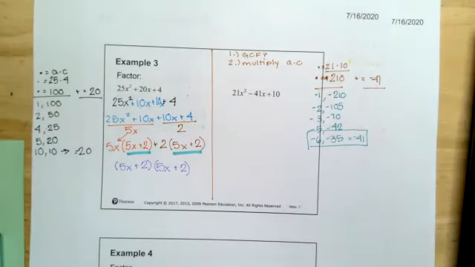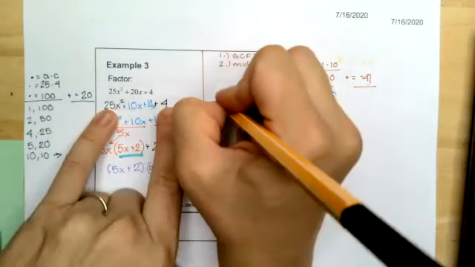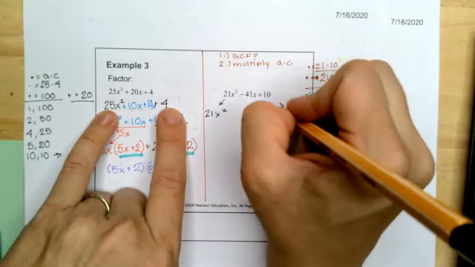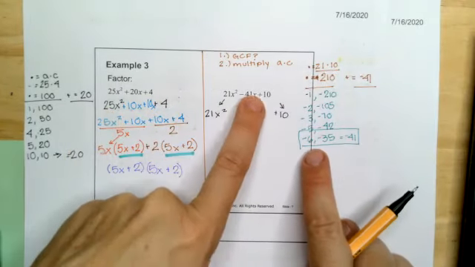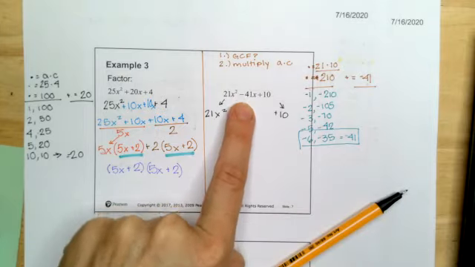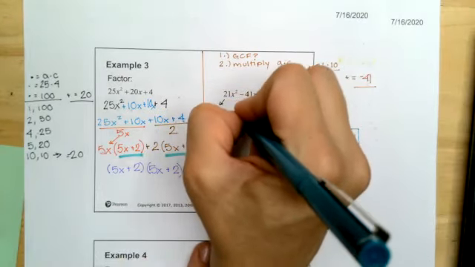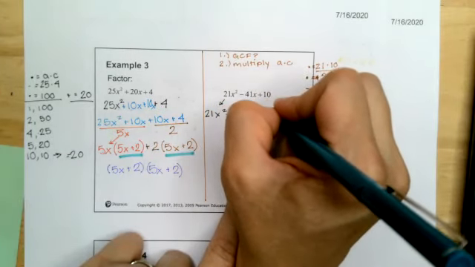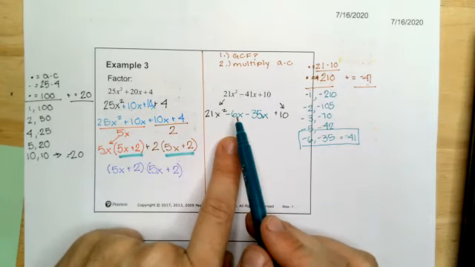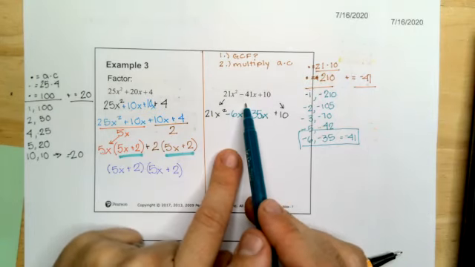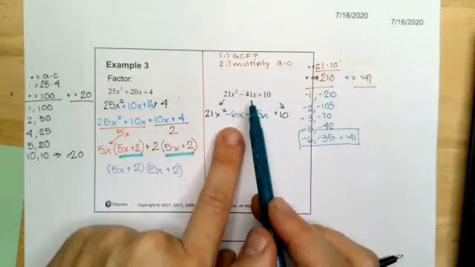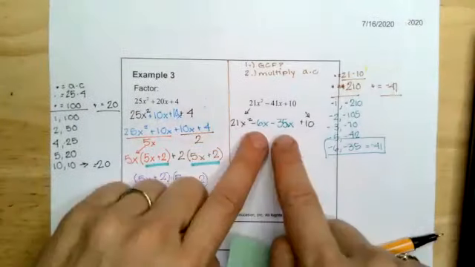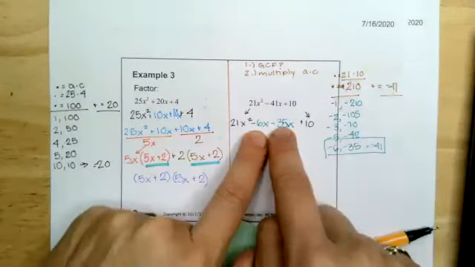So what we have is, remember, you keep the two outside terms, 21x squared and 10. Inside, you're now going to call the negative 41x a negative 6x and a negative 35x. Good? So if you think about it, negative 6 and a negative 35 add to negative 41. So we're just splitting up that negative 41 into two different terms. Then we're going to factor by grouping. Again, it doesn't matter if you put the 6 first or the 35 first. You'll end up with the same answer.